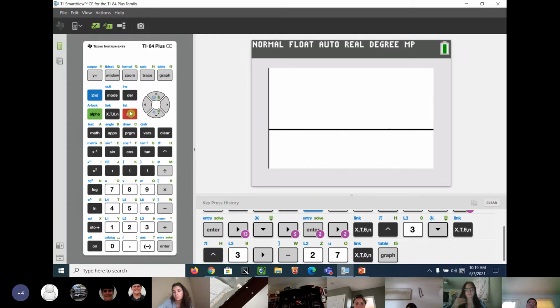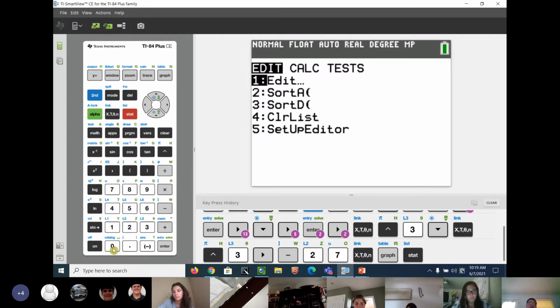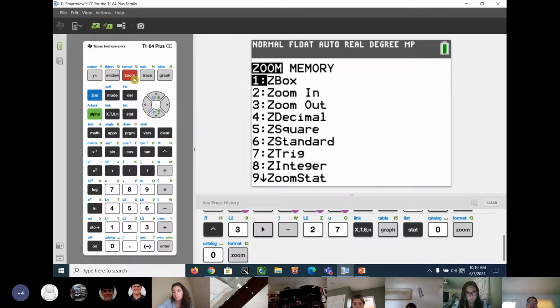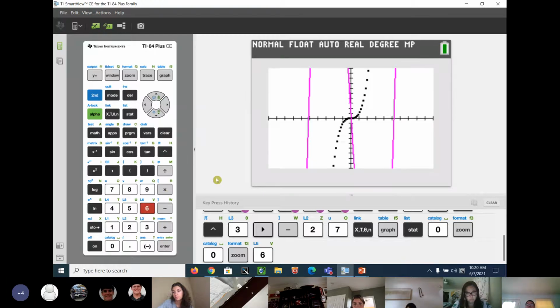All right, so graph and stat. Let's go with zoom fit. That looks weird. Let's go with zoom standard. Okay, so there is your graph, family graph, and you can see this thing is going crazy.